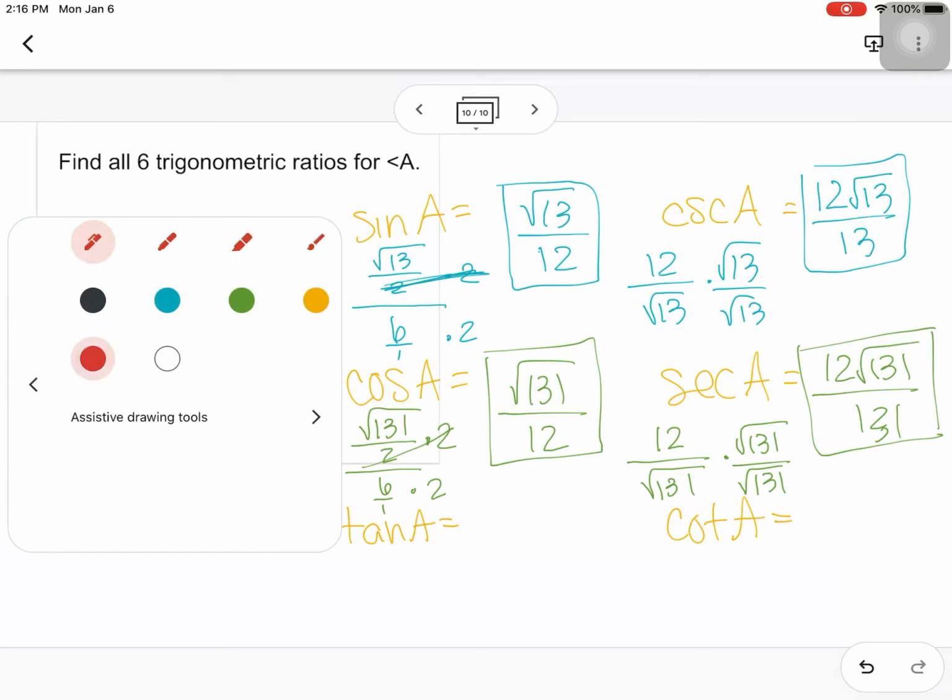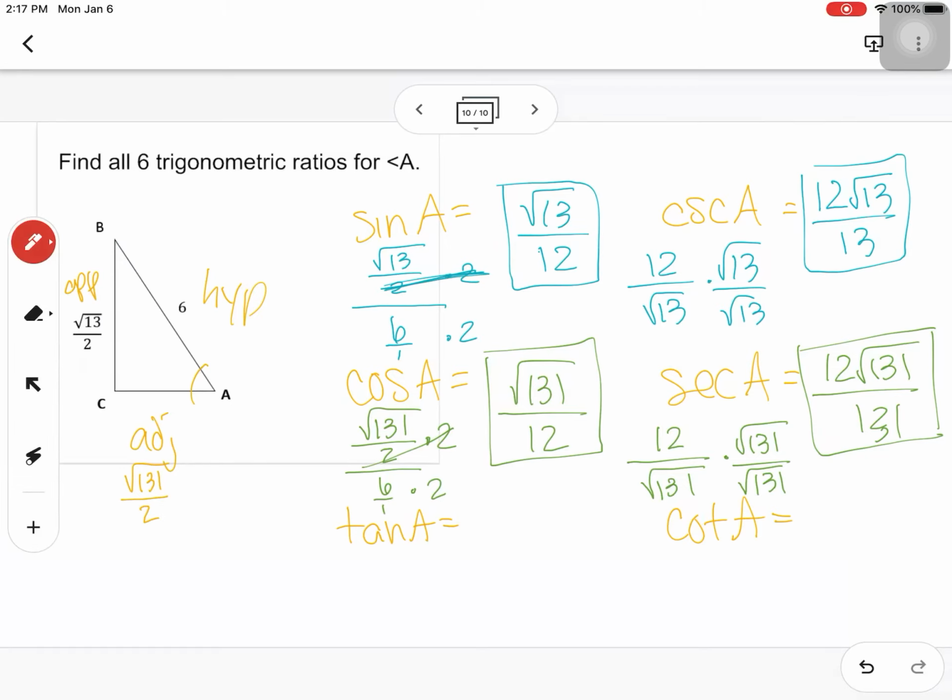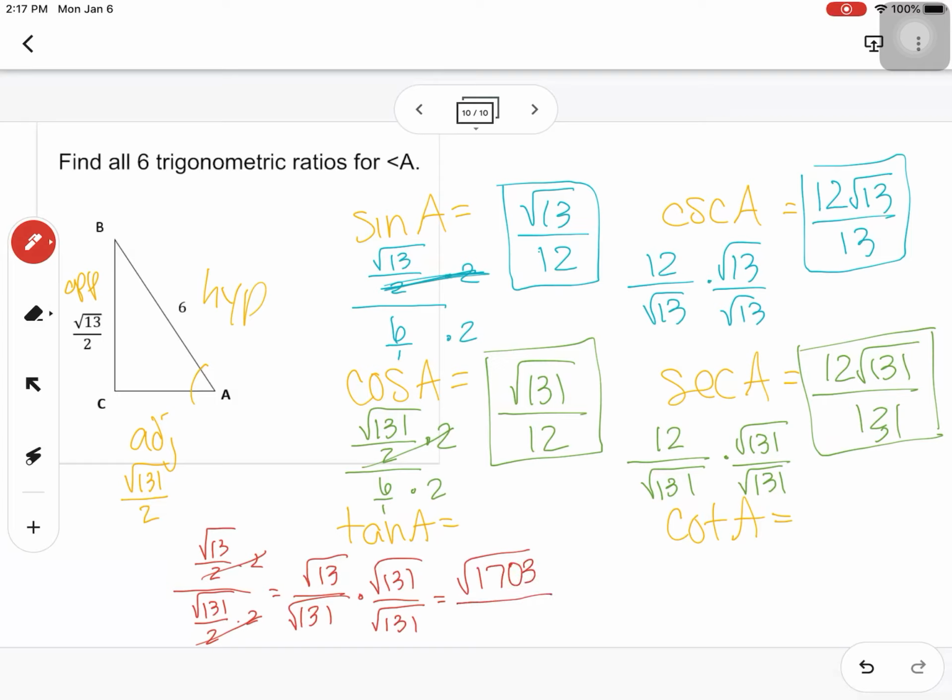Okay, last but not least, we'll go to tangent. And tangent's a little bit uglier on us here, at least at first. Opposite, so the square root of 13 over 2, over adjacent, so the square root of 131 over 2. You're going to multiply by your LCD, that is 2, and actually both cross out. So here it's the same as just the square root of 13 over the square root of 131. We're going to multiply by the square root of 131 on top and bottom. It's big, but you can do that. You were taught how to multiply. When you do 13 times 131, you get the square root of 1703. And on bottom, those just cancel and give you 131.